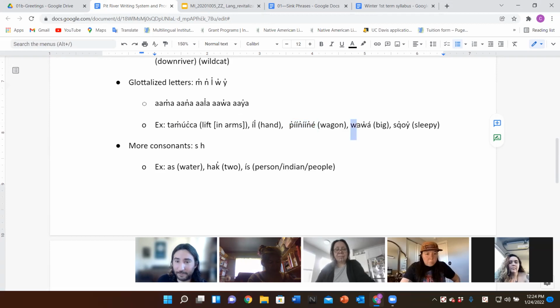And then here we have a plain W and a glottal W. So this is wa. If this was a plain W, it would just be wa, but it's wa. And here's a glottal Y. So this is skoit. The OY makes an oi sound. If it was a plain Y, it would just be skoy, but it's skoit. Can you hear the difference?